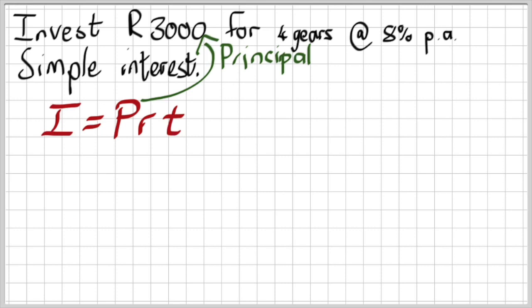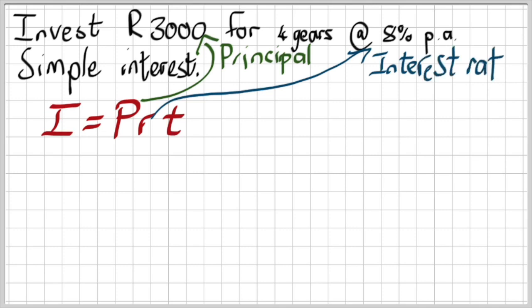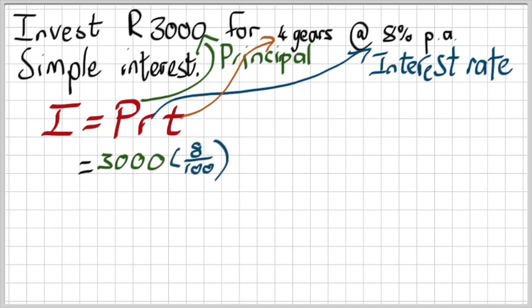Then, your R is going to be your interest rate, okay? So that is going to be your interest rate. Next up, you are going to have your T, which is going to be your time. If I substitute this in, remember this is the total amount of interest earned. I'm sitting there with 3,000 times by 8% times by 4 years.